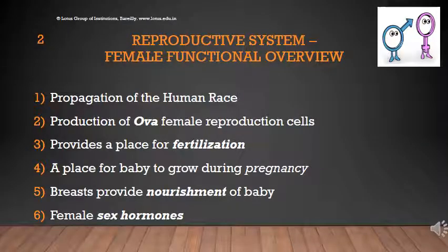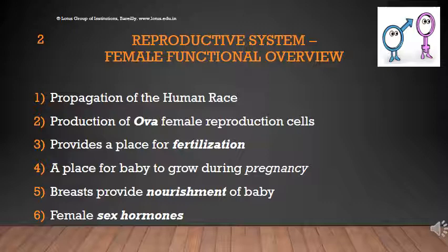Moving to the next slide, that is reproductive system, in which we will study the different functions of the female reproductive system, and we have propagation of the human race. As we know, humans are a very important chain for the maintenance of the generation, that is, the production of offspring. Now, production of ova, the female reproductive cells. These cells are very important, and the ova are very useful for fertilization.